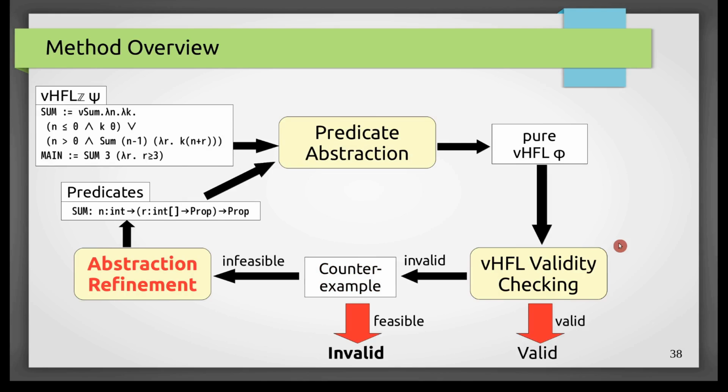An infeasible counterexample means that the abstraction was imprecise, so we have to refine the abstraction. In this phase, we find a new predicate using the information of the counterexample. We skip the explanation due to the time constraint. But if we can find the predicate R no less than n, we can prove the validity of psi as already explained.